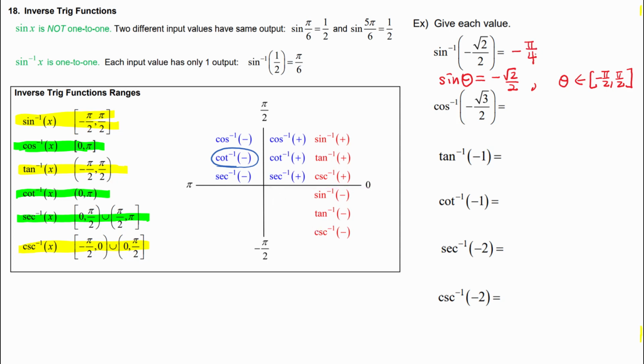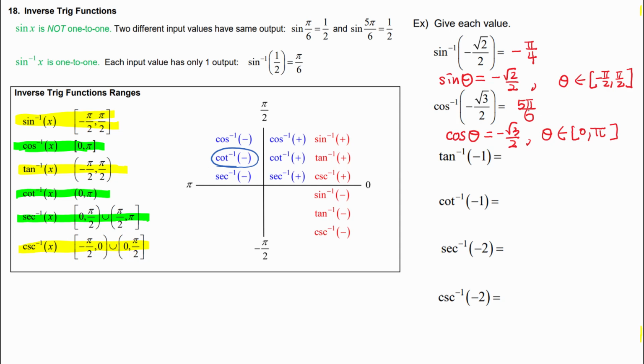Next problem. What's inverse cosine of negative radical 3 over 2? Now again, I could think instead, cosine of what angle is negative radical 3 over 2. And here, my angle must be in 0 to pi. I know cosine of pi over 6 is radical 3 over 2. So I need to find an angle in the second quadrant since I have an input that is a negative number. So that angle must be pi minus pi over 6, which is 5 pi over 6.